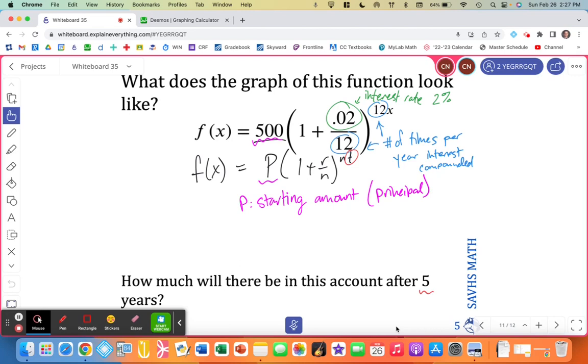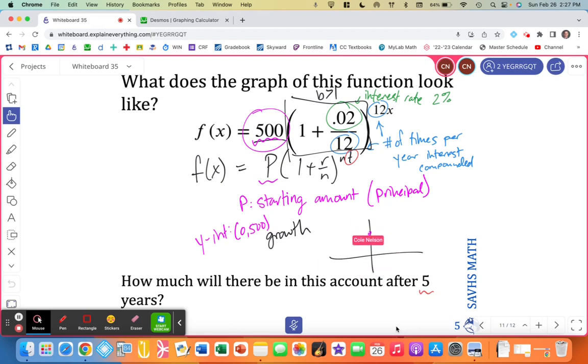Okay. So quickly, what I see is I have 1 plus something right here, which means that whole thing is just a b, but b is greater than 1 here. So I have growth. And I have this 500 starting value right here. So that means that I'm starting with 500, the y-intercept is (0, 500). So this graph is going to look like, here's 500, and then we have growth. So it's going to look like this. So over time, this money increases a certain amount. Okay, so the question is 5 years from now.